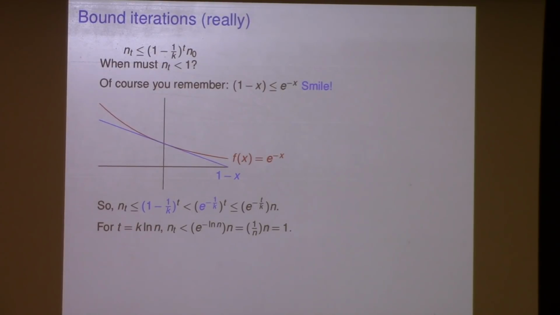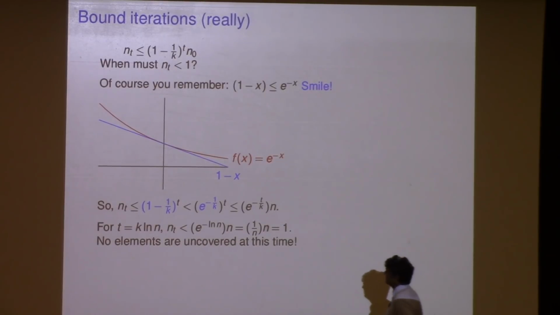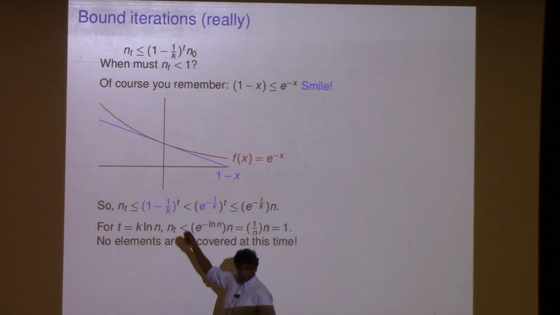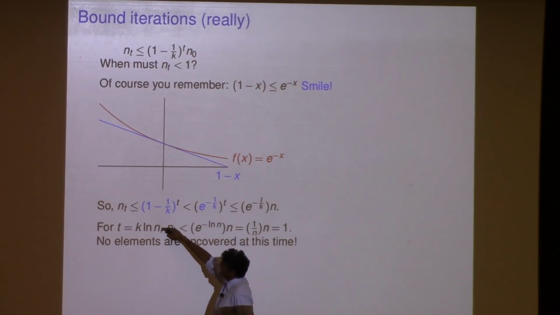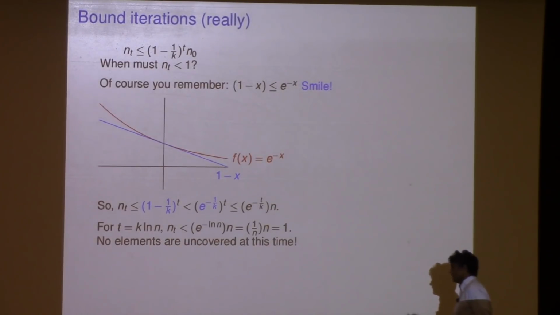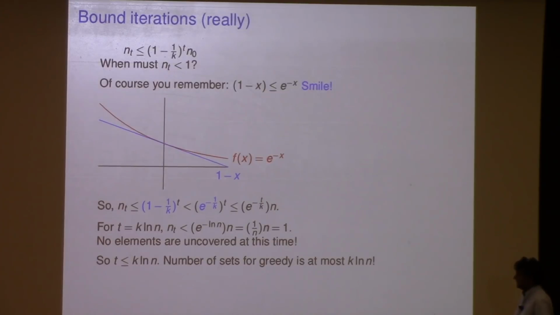Okay, so at that point, after this many iterations, the upper bound is less than 1. Or, maybe one more iteration. We don't care about plus 1 or minus 1 here. So after that many iterations, no elements are uncovered. So t is less than or equal to this. Okay, so now what I've done.